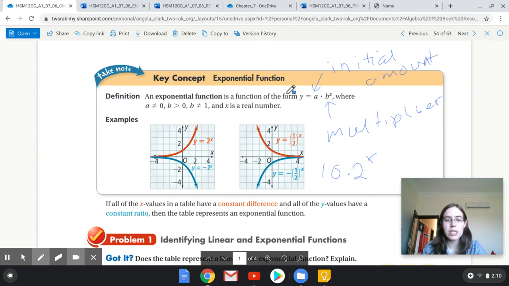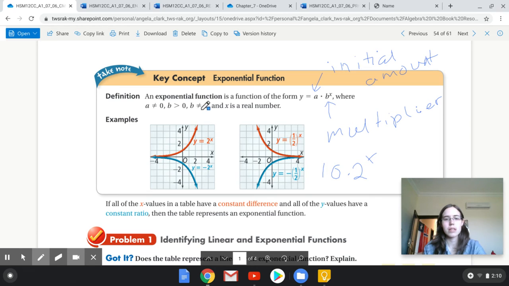Some rules for this is that A is not allowed to be 0, because if A is 0, then this whole thing is going to be 0 and then it's useless. B has to be greater than 0. So B is not allowed to be negative and it's not allowed to be 0.